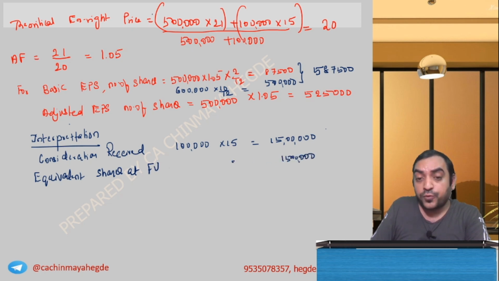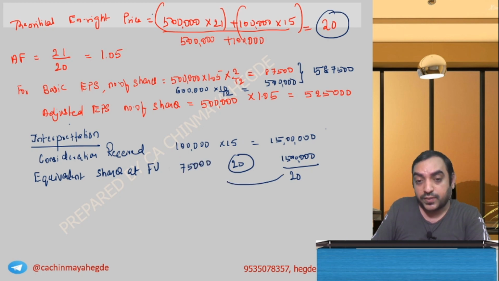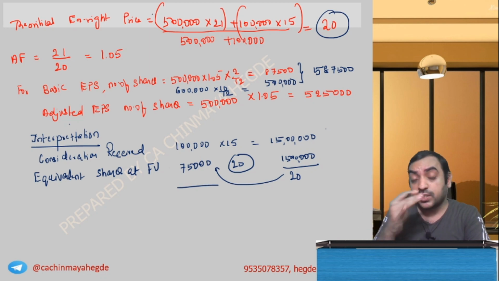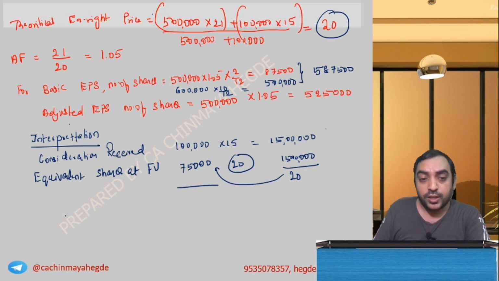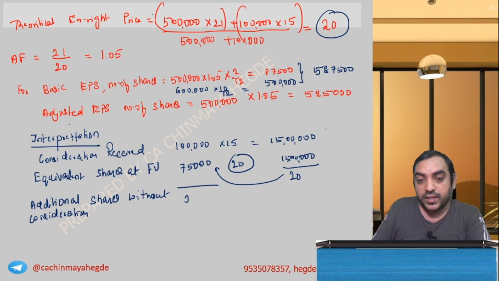But you want a fair value of 20 rupees, ex-rate price 20 rupees. So 15 lakh divided by 20. That means you get 75,000 shares. So you are supposed to receive at fair value 75,000, but you received 1 lakh being a shareholder. So what is the additional shares issued without consideration? 25,000 shares. Now this 25,000 shares is like bonus.